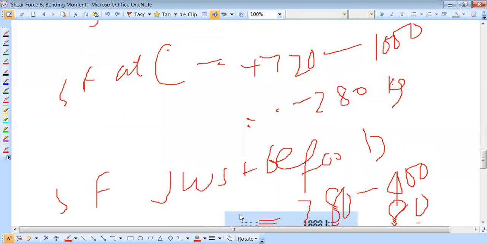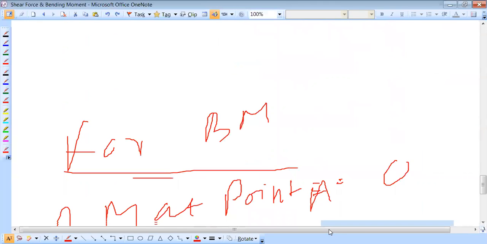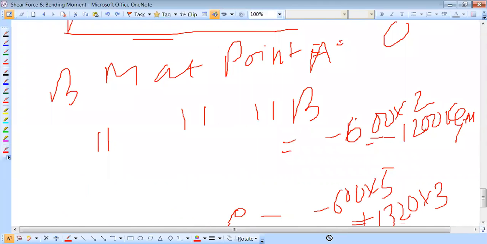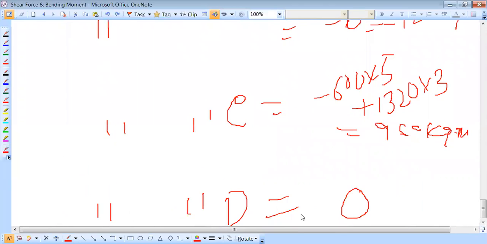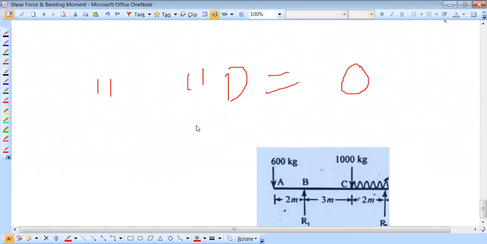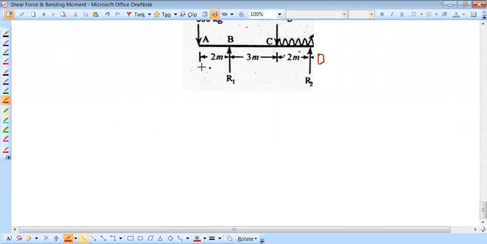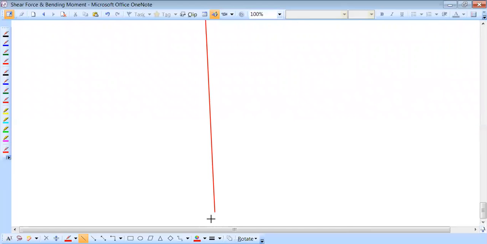And let's see how can I draw the SFD and BMD. Now here is the loaded beam. It is the point D. We know that. Right on the D, then draw the straight line from every point. Then we can easily draw the SFD and the BMD.